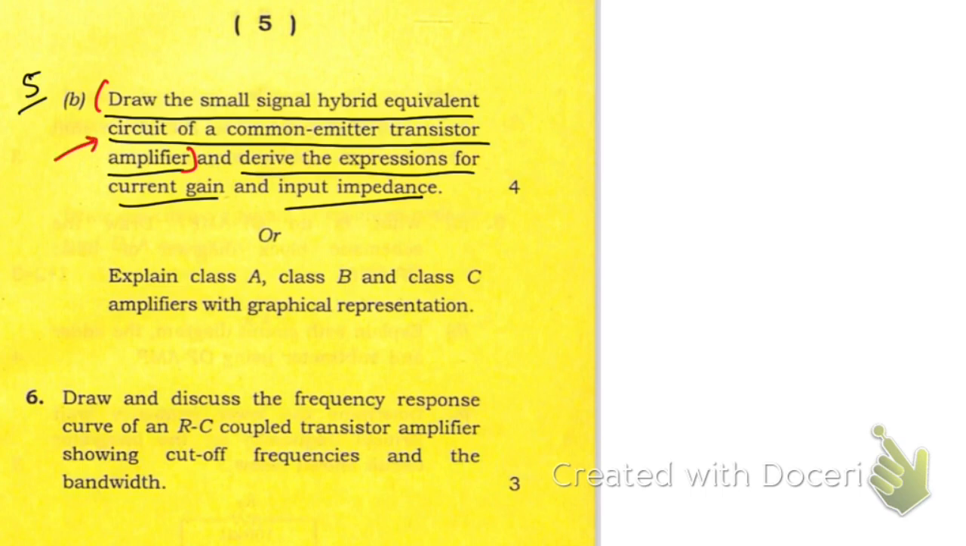I have done this one in the 2023 paper C-10. In that paper also this question was asked, same question number 5B. So here the only different thing is it is derive the expression for current gain and input impedance. So let me give you the expressions here. I'm not going to show the diagram. This small signal hybrid equivalent circuit, that is already done in the 2023 paper.